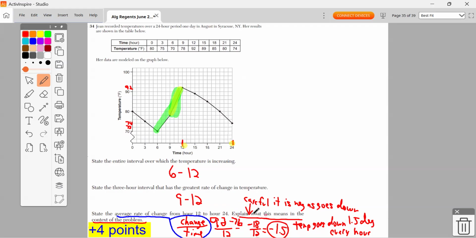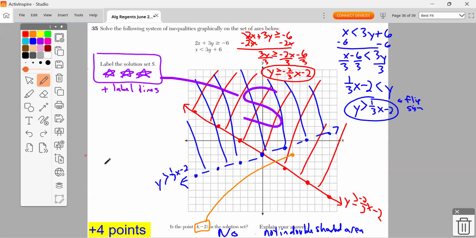So it's going down. Explain what this means in the context of the problem. In the context of the problem, the temperature is going down 1.5 degrees every hour. That's what that negative 1.5 means. You actually found it per hour. One credit for the explanation. Be very careful there. Hard question.